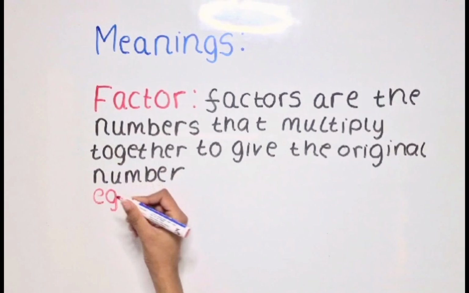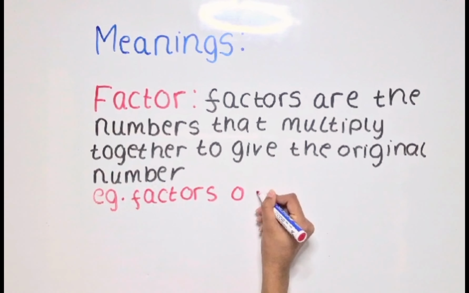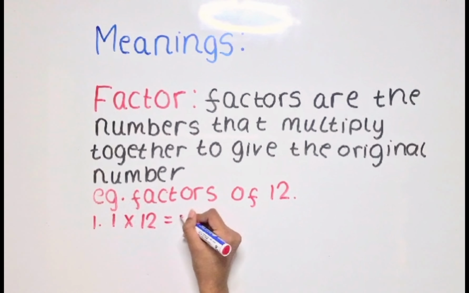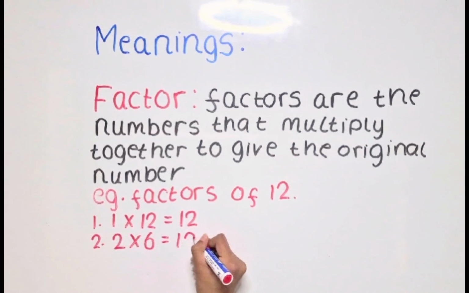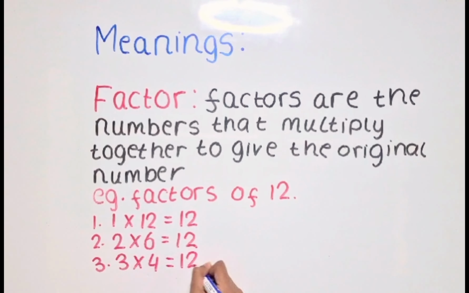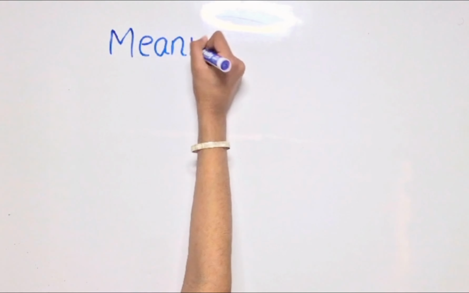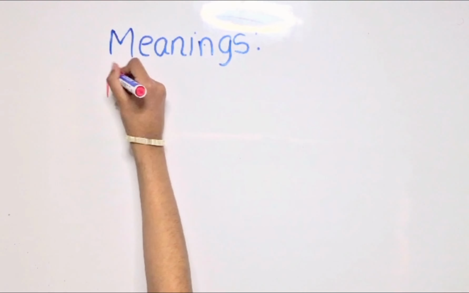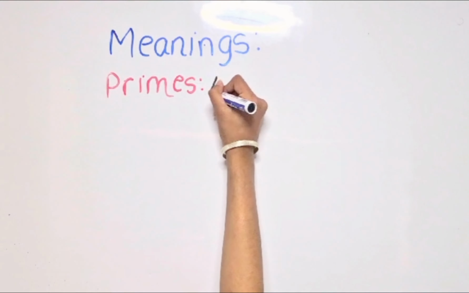So you have 1 times 12 and that will give you 12. You can have 2 times 6 and that can give you 12, and 3 times 4 and that gives you 12.